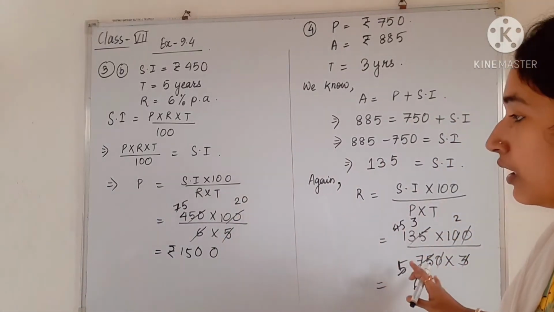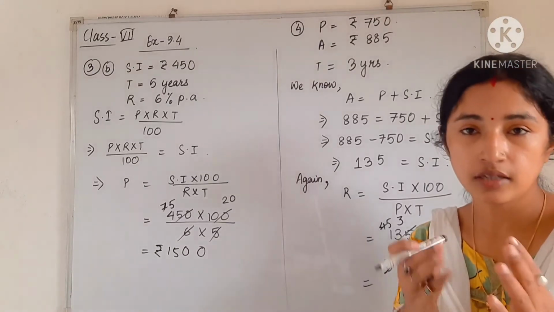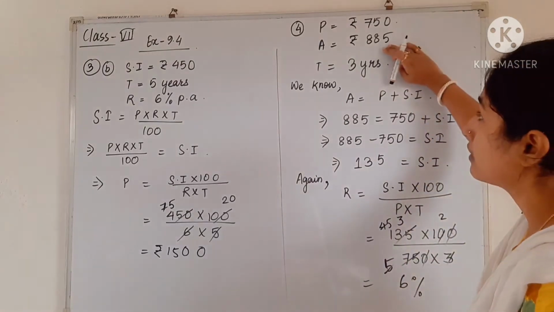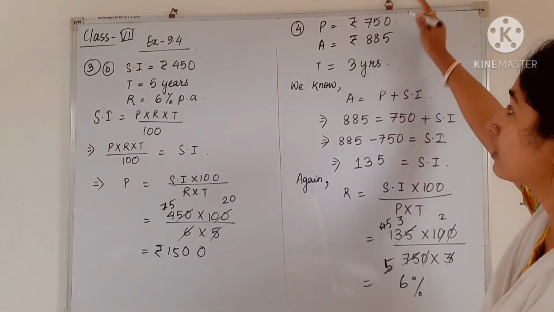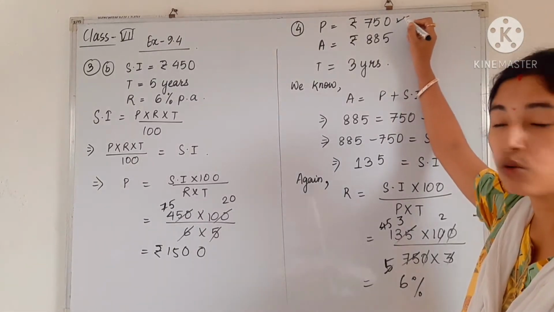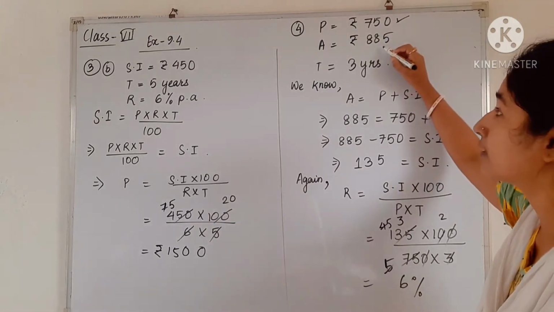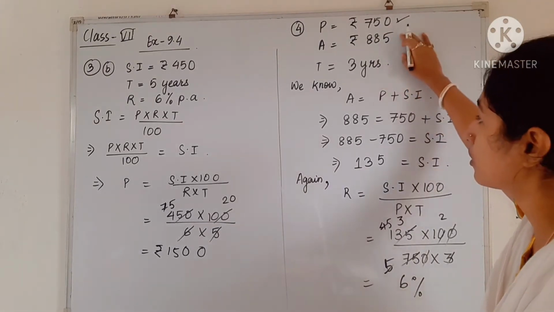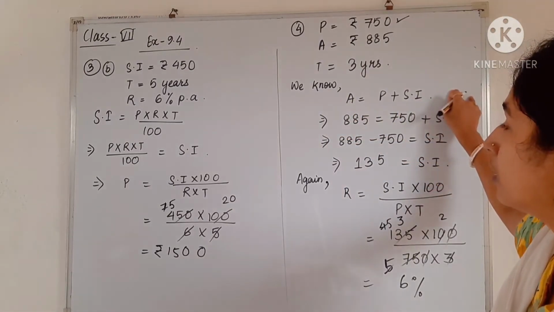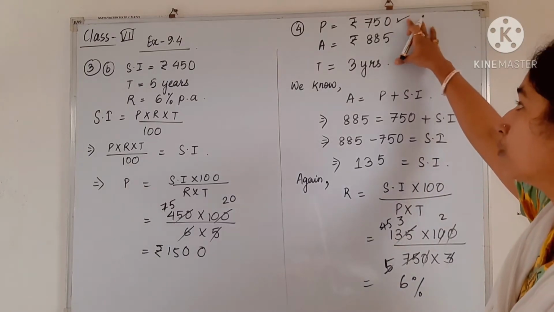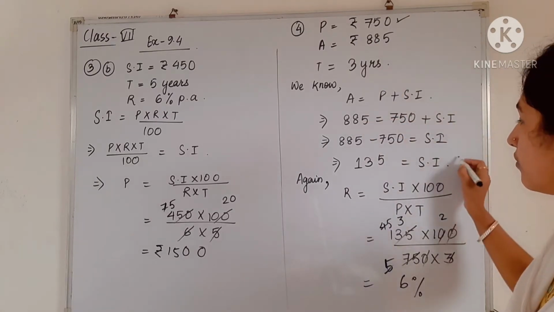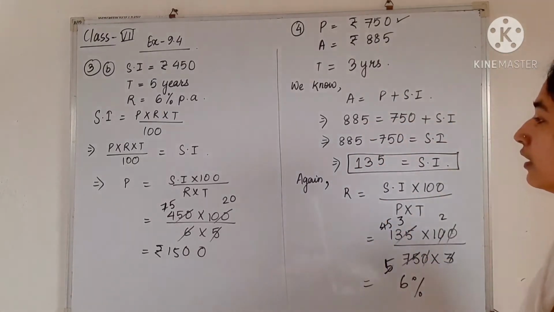Now see question number 4: a certain amount of money will be rupees 885 after 3 years. That certain amount of money is our principal, which is 750, already given in the question, and it amounts to rupees 885 after 3 years. Time is also given. We know the formula of amount is principal plus simple interest. By putting in the principal and amount, we can easily find the value of SI. So SI is rupees 135.